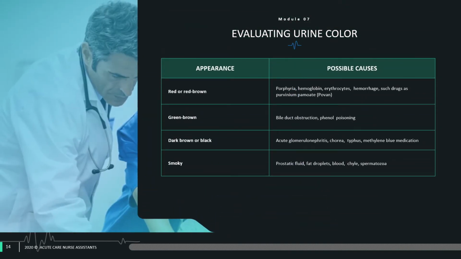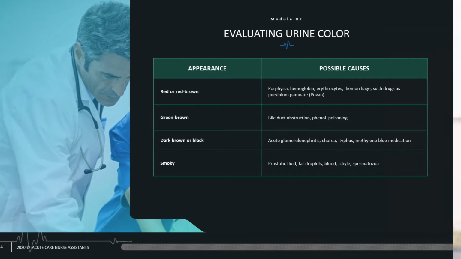Red or red-brown: porphyria, hemoglobin, erythrocytes, hemorrhage, drugs such as pyrvinium pamoate. Green-brown: bile duct obstruction, phenol poisoning. Dark brown or black: acute glomerulonephritis, chorea, typhus, methylene blue medication. Smoky: prostatic fluid, fat droplets, blood, chyle, spermatozoa.